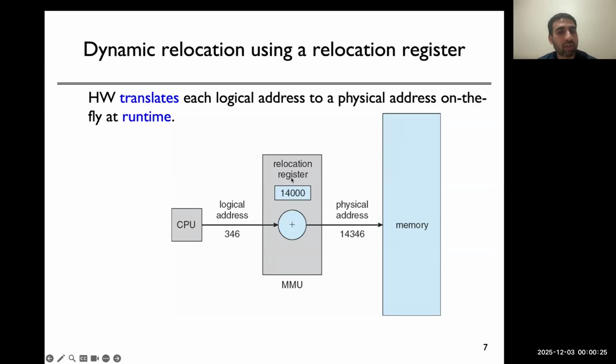How? By adding the value of the relocation register to that logical address. So if the value of the relocation register is 14,000, it will be added to 346 and become 14,346. So this will be your physical address where you will actually be accessing the data.